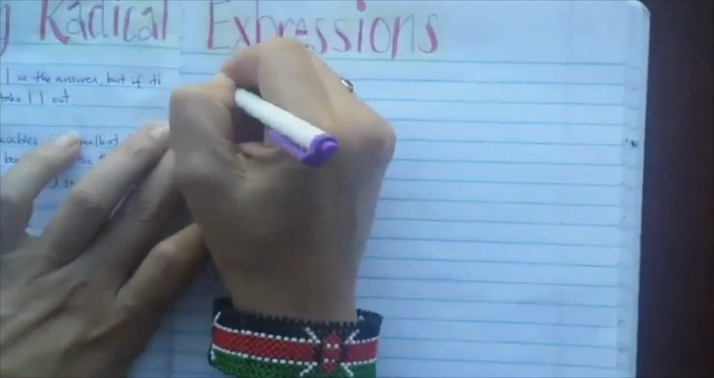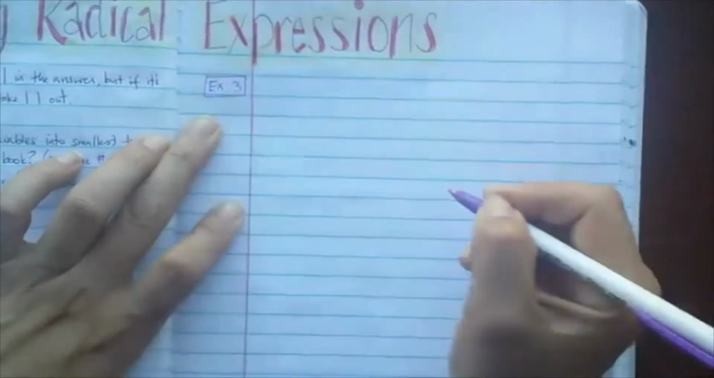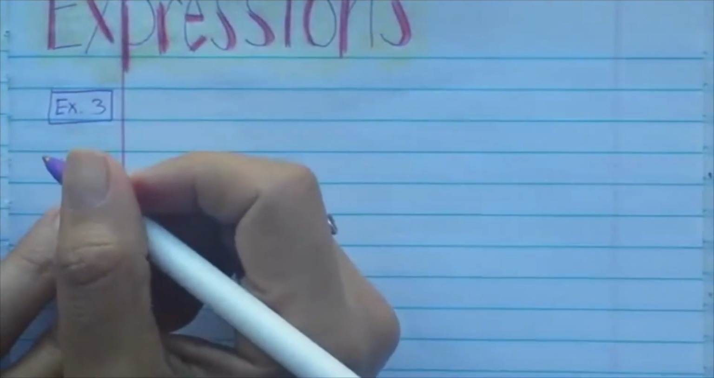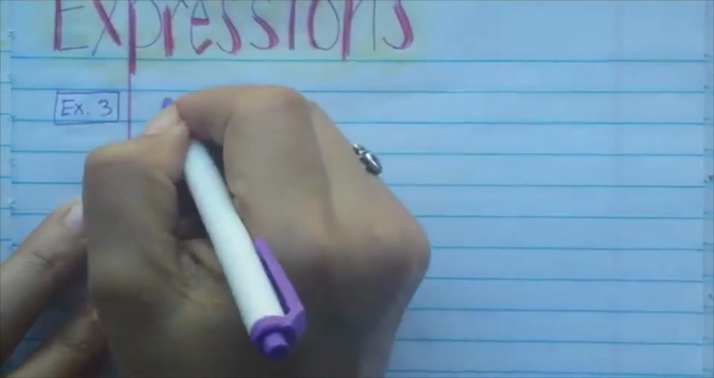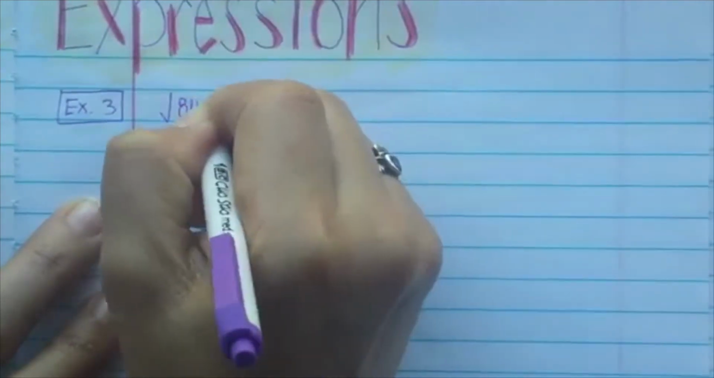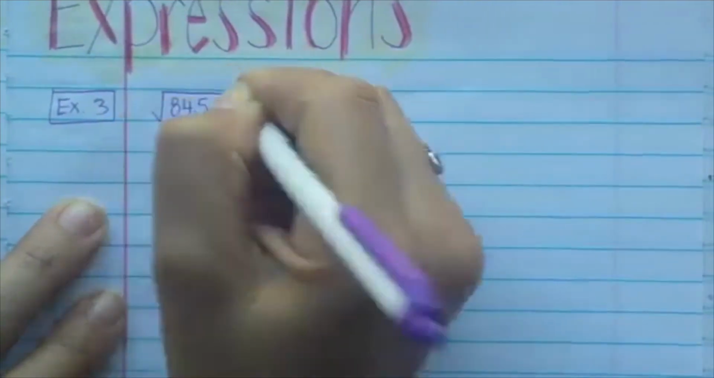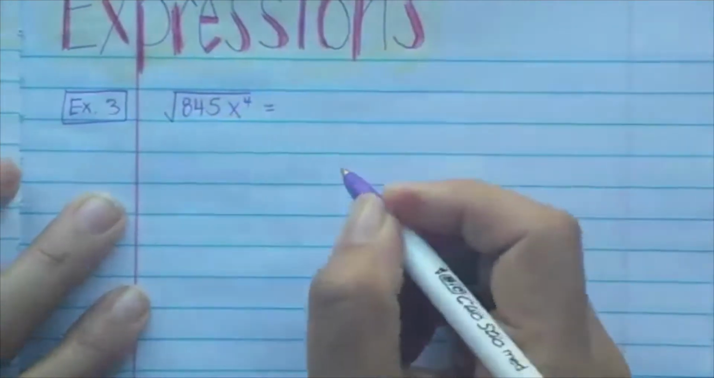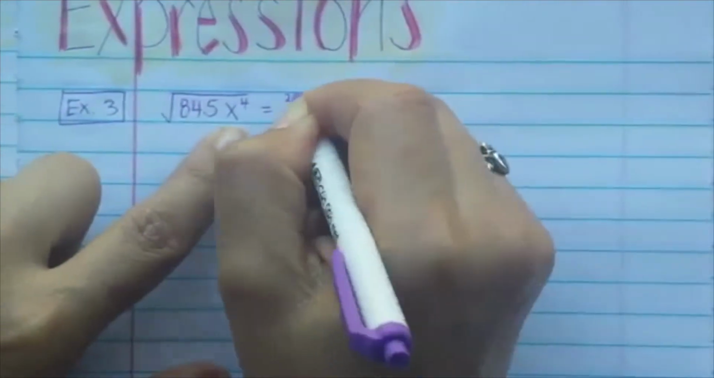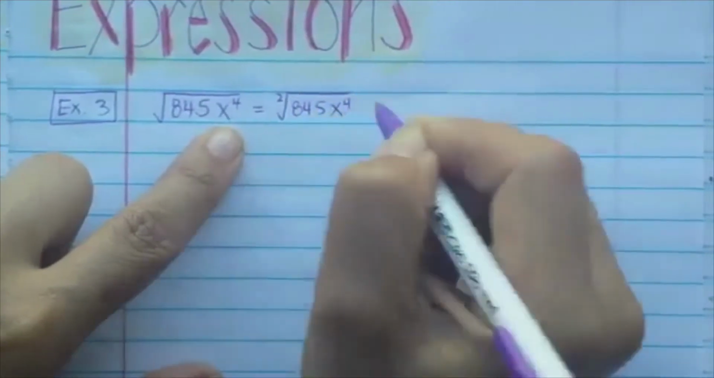Alright, take a look at another example. Example 3, let's say we're breaking down the square root of 845x to the 4th power. And remember, I told you that you can write square root just like that without the number outside. But we're going to rewrite it with the number outside so we know how many to take out. So I'm going to write a 2. So square root is automatically always a 2.